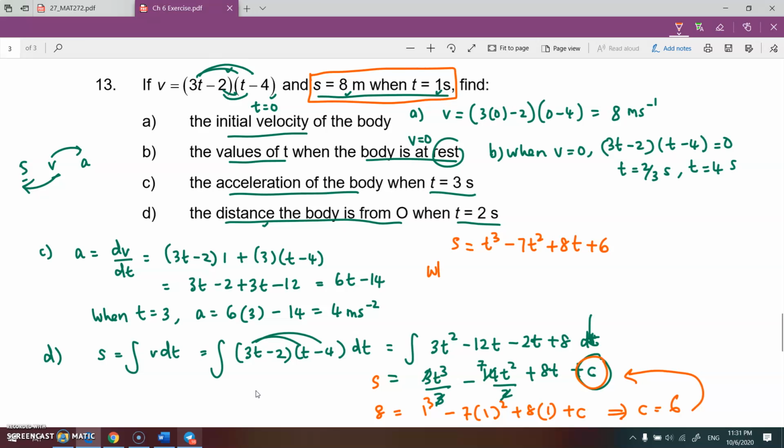So when t is equal to 2, what is s? You just substitute. So your answer would be 2 meters.